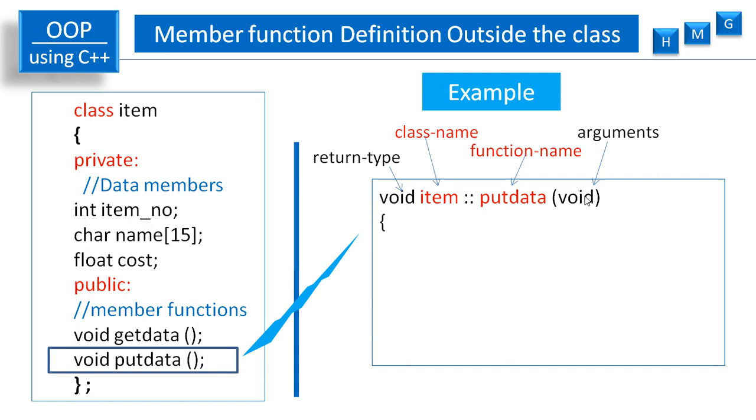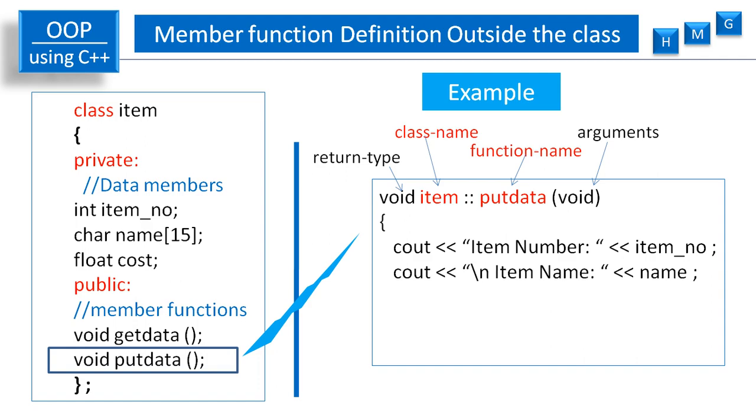Beginning of function, then I'll perform the output operation, display the item number, then display item name, display item cost, empty return. As it is a void function it is not returning anything, so return nothing, end of the function. So this is the complete function definition of put data member function. In this way we can define the member function outside the class.